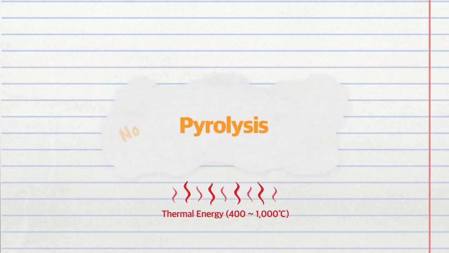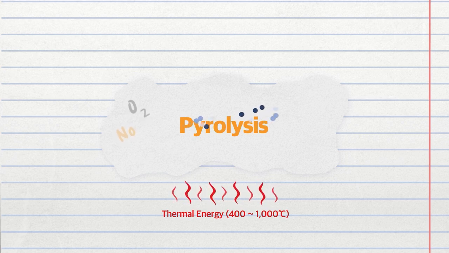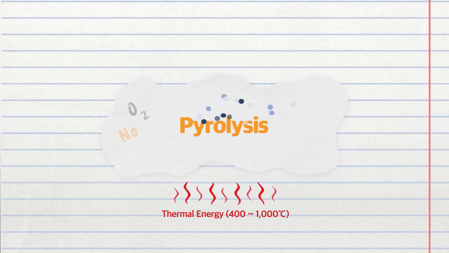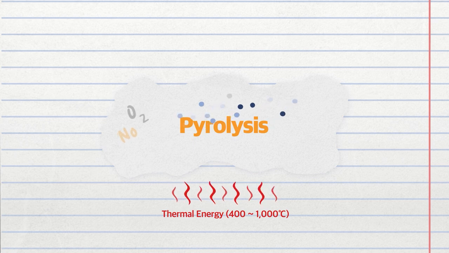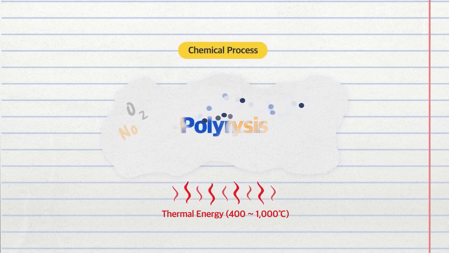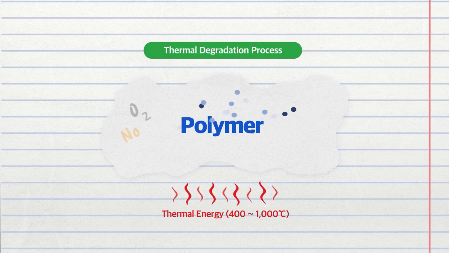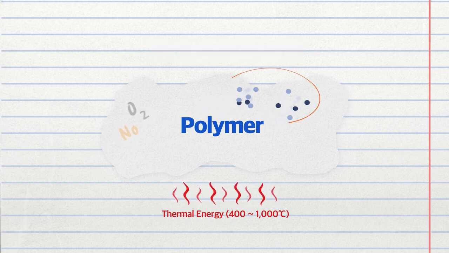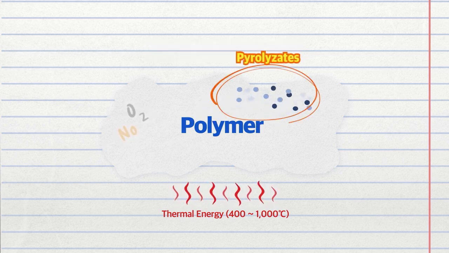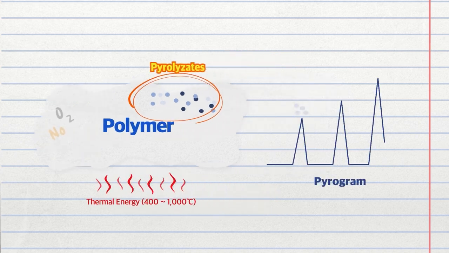In the pyrolysis process, the sample, typically very high molecular weight compounds, is heated at a very high temperature in the absence of oxygen, and it breaks down the sample into smaller fragments. This is a chemical process, and it is also called thermal degradation. In this process, these smaller molecules generated by thermal degradation are called pyrolysate, and the chromatogram of these pyrolysates generated by pyrolysis is called a pyrogram.